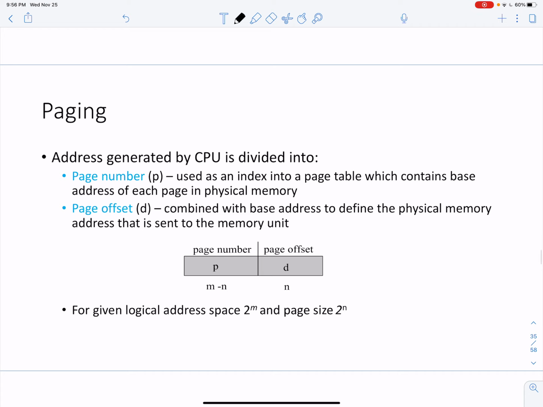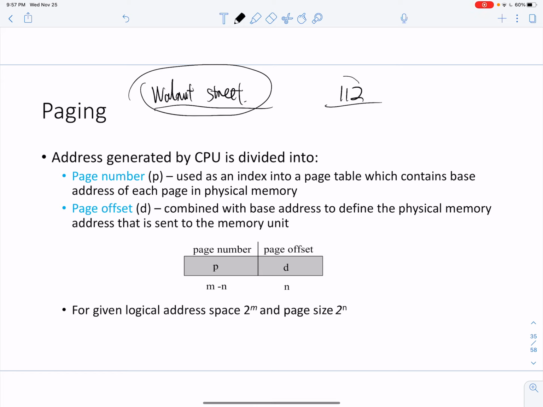Okay, so page table is something like this. Again, let me give you one example. Suppose you are talking with a friend, and your friend asks you, where do you live? In the city of Montclair, where do you live? You may say, I live on Warnow Street. By saying Warnow Street, your friend can get a rough idea of where you live. And if your friend wants to visit you, he may ask, what is your street address? You may say 112 is my street address. So here, this is a big address and this is a small address.